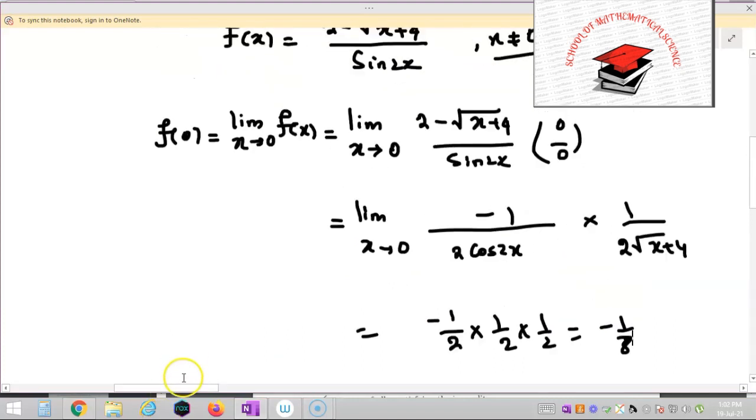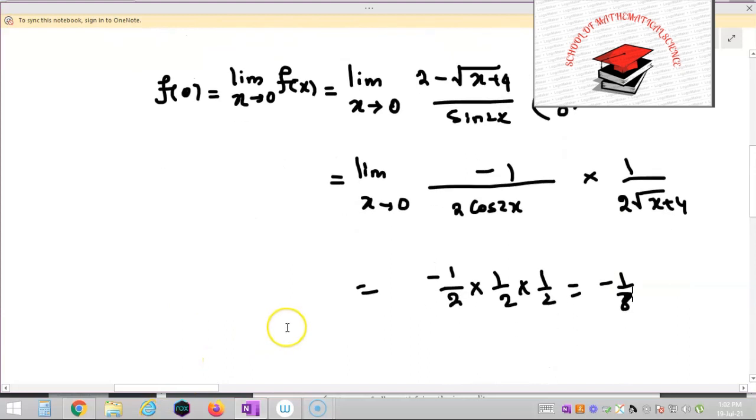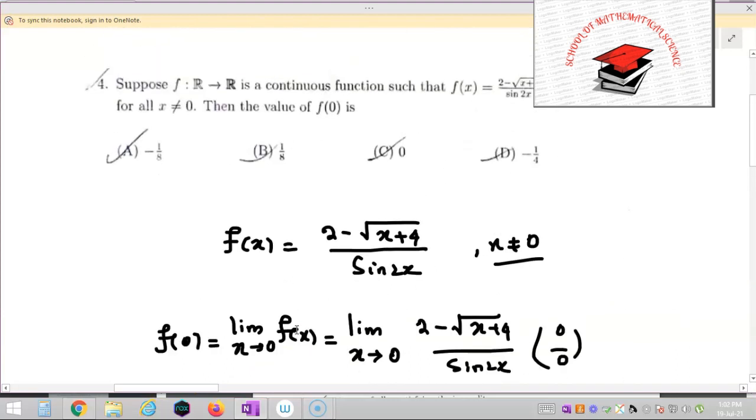So the value of this limit is minus 1 by 8, and hence the value of f at x equal to 0 is minus 1 by 8. You can see that minus 1 by 8 is our option A. So option A is our correct option. So we have solved question number 4. Let us solve question number 5.